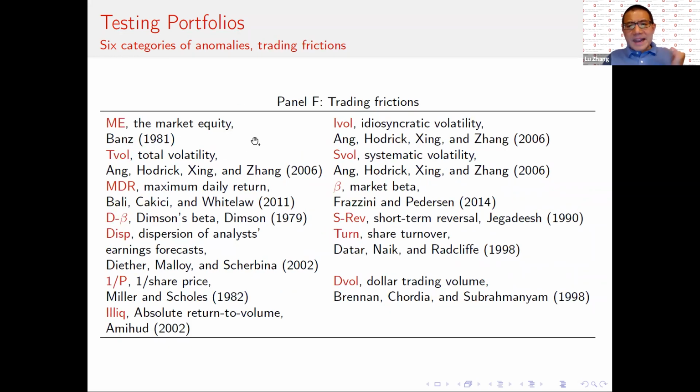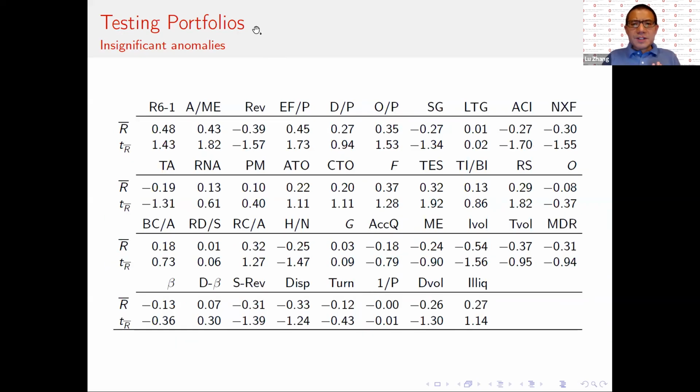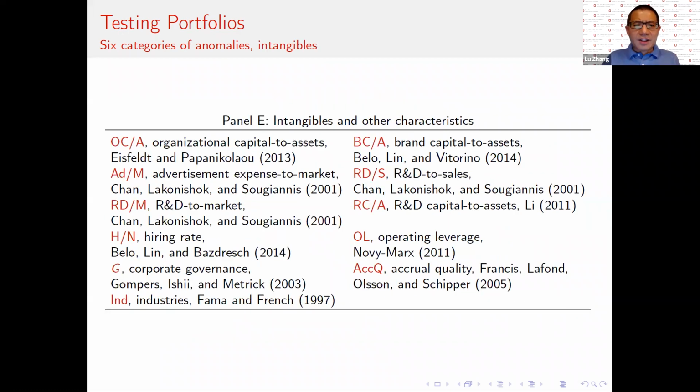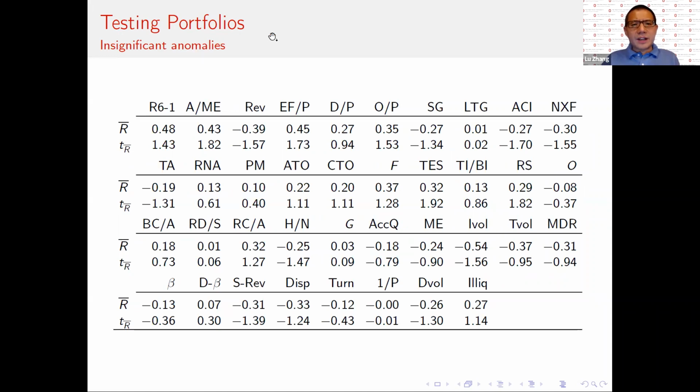Trading frictions: market equity, idiosyncratic volatility, total volatility, short-term reversal, share price, and a lot of trading volume and liquidity variables. It turns out that we were slowly converging to our point in the replicating anomalies paper, even in this early article. And we find that out of the 80 variables, close to one half of the variables are actually insignificant, and these are the insignificant anomalies.